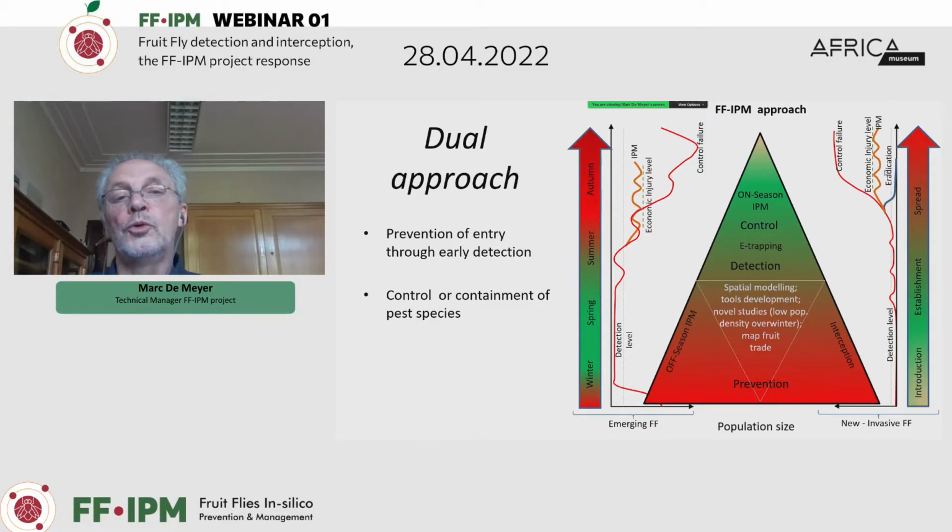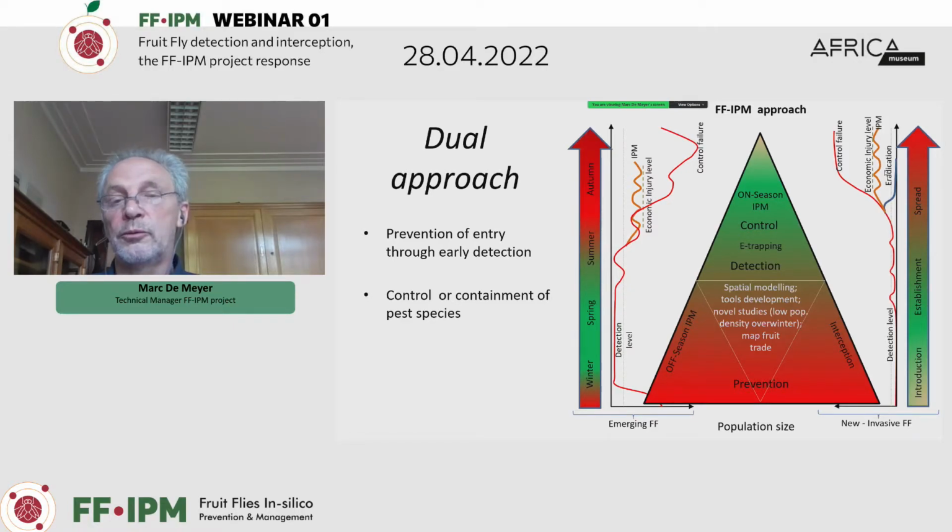If for some reason a new exotic fruit fly species would become established in Europe, again, control to mitigate the impact of that fruit fly would be very welcome. And for that last aspect, the approach of the fruit fly IPM is slightly different from other ones, in that we focus on what we call off-season IPM. We try to develop systems of integrated pest management, management methods that you can apply when the fly is not in its peak period.